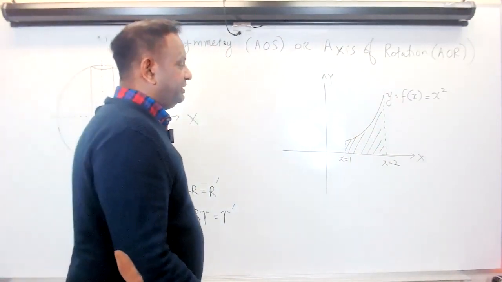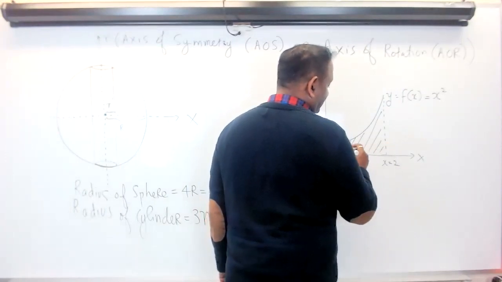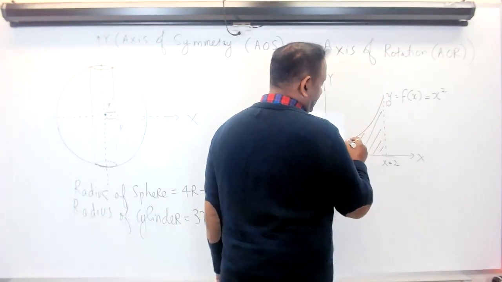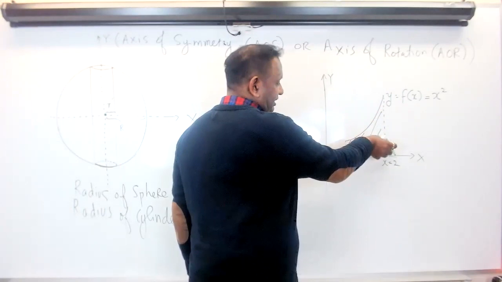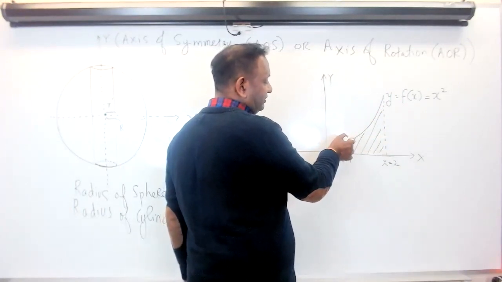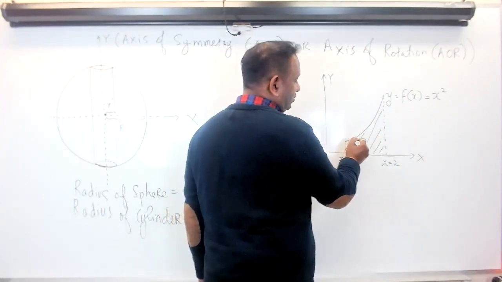In a similar fashion, you can do it with a horizontal strip and stack all the way up to here, but you have to be careful. When you pick a strip over here, it looks like a rectangle, but once you pass this point, it changes. So if you do it that way, you have to divide this into two portions.